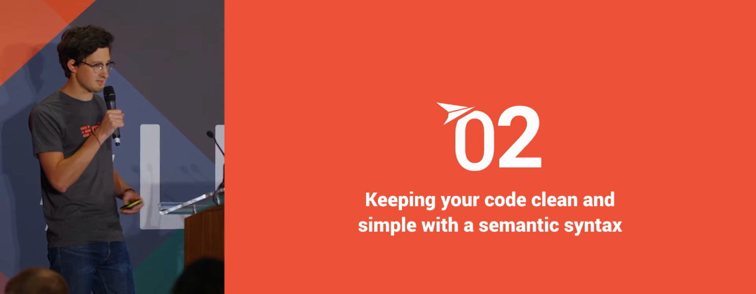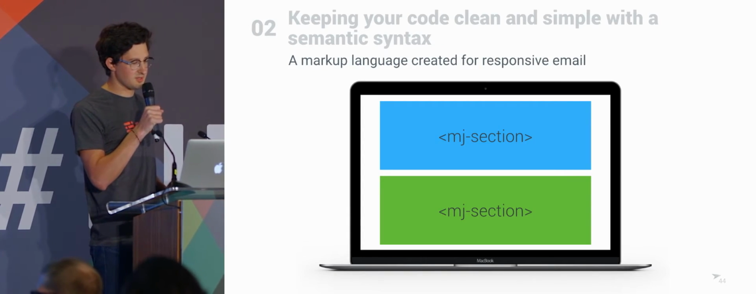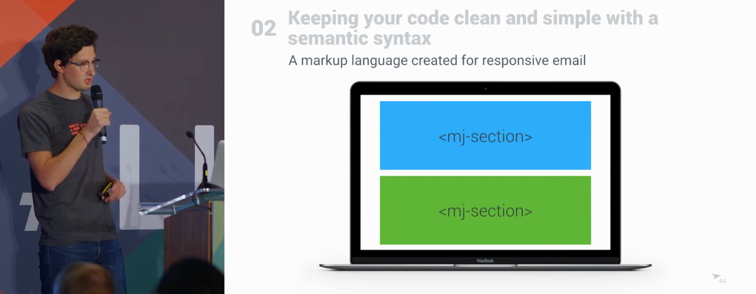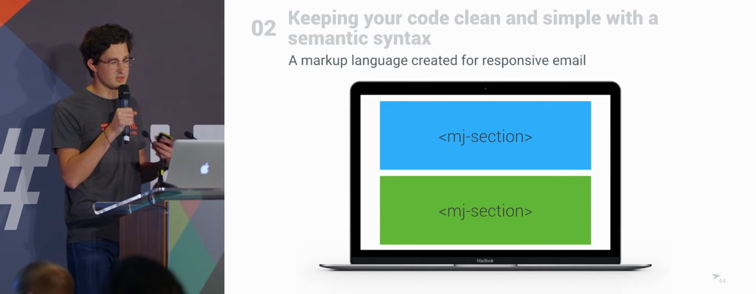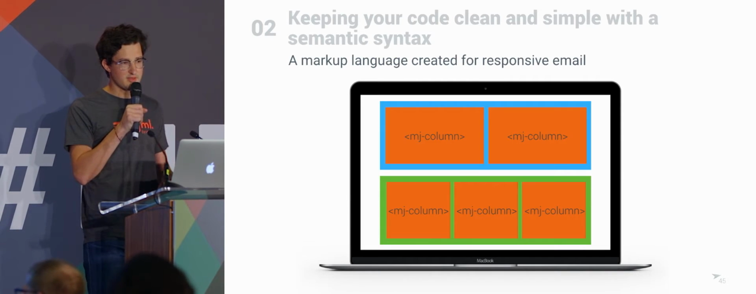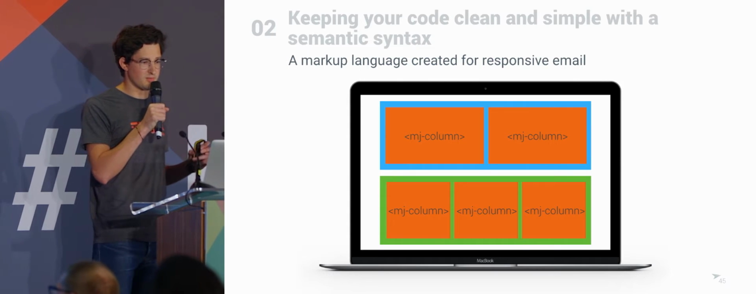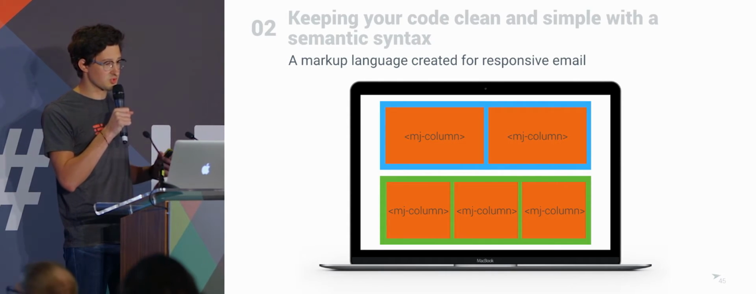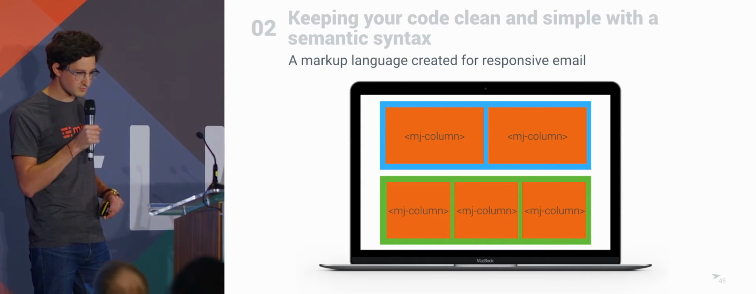What it looks like is, usually when you build an email, you think in terms of rows. So you start with rows. For those rows, we have a markup tag, which is called mj-section. And in those rows, you will be able to add columns that will create the layout for your email. So for example, in this layout, we have one blue section and one green section. In the first one you have 2 columns, and in the second one you have 3 columns.